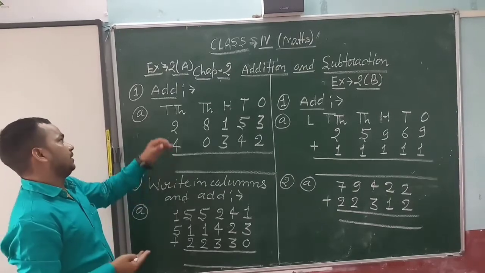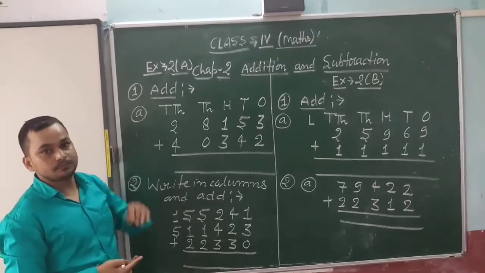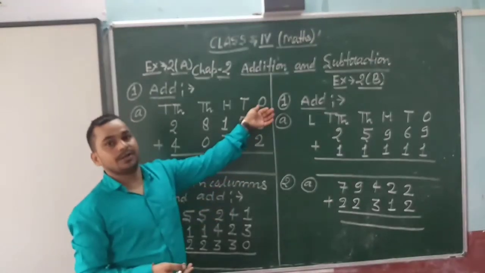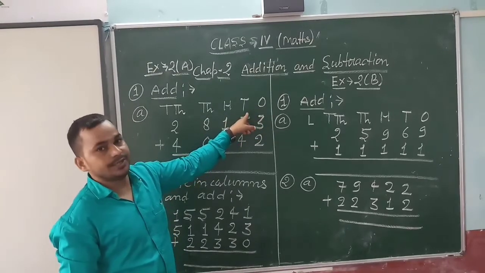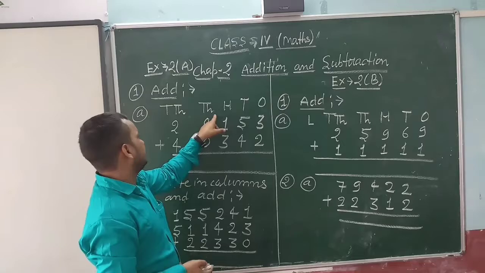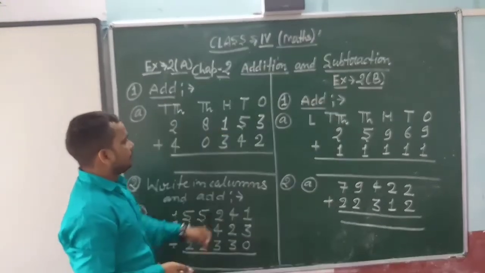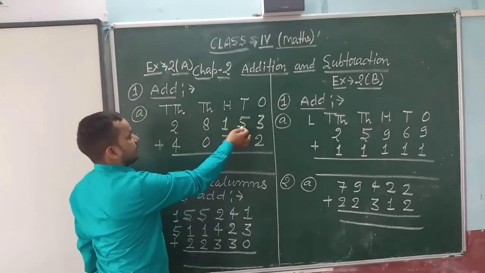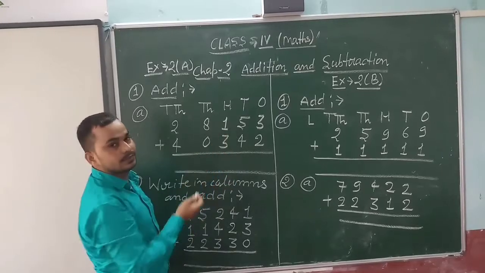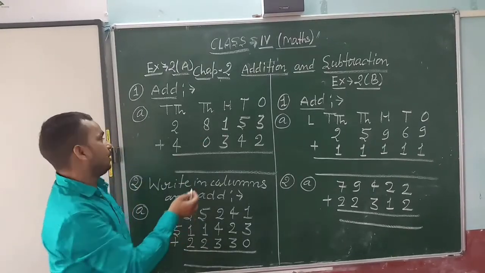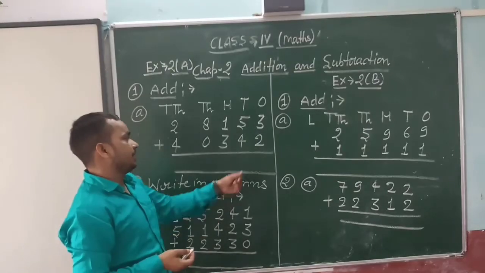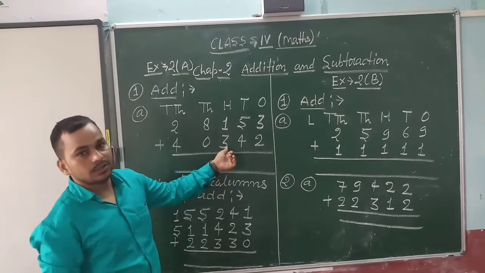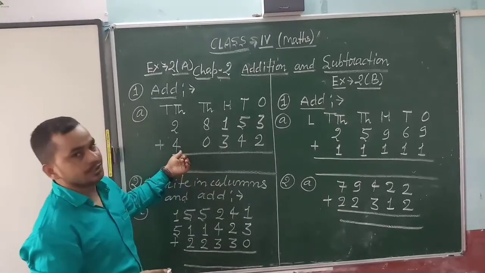So let us discuss question number 1 of exercise 2A. Question 1, add the following. So places are given here: ones place, tens, 100, 1000, 10,000. The first number is ones place 3, tens place 5, 100 place 1, 1000 place 8, and 10,000 place 2. And the next number is ones place 2, tens 4, hundreds 3, 1000 0, and 10,000 4.